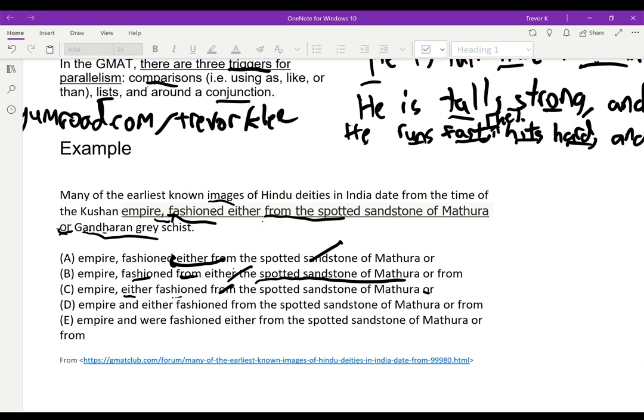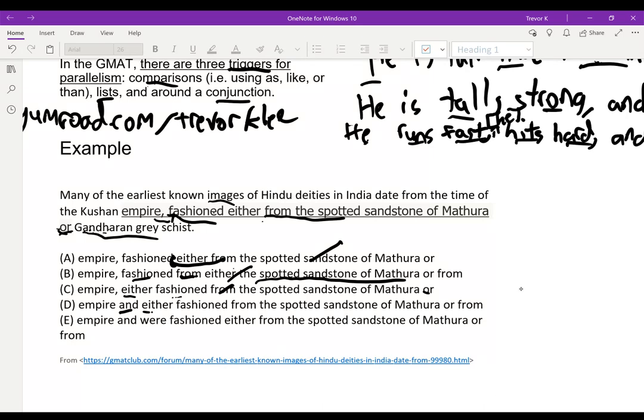Here, D, we've got and either fashioned from the spotted sandstone of Mathura or from Gandharan gray schist. This is better, but and is my conjunction. I'm introducing parallelism, but now I've got to ask myself, what am I trying to parallel with? And the answer is, I'm not sure, because I suddenly go and either fashioned, right?